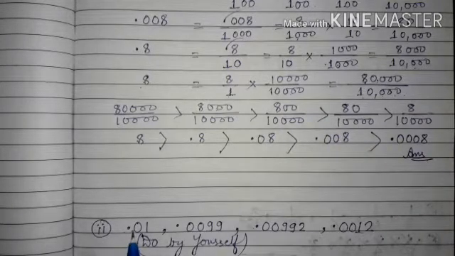Question number second: 0.01, 0.0099, 0.00992, 0.0012. Do this question by yourself. And here also, first we have to make all the denominators equal. Then we have to see the numerators and arrange them in decreasing order.